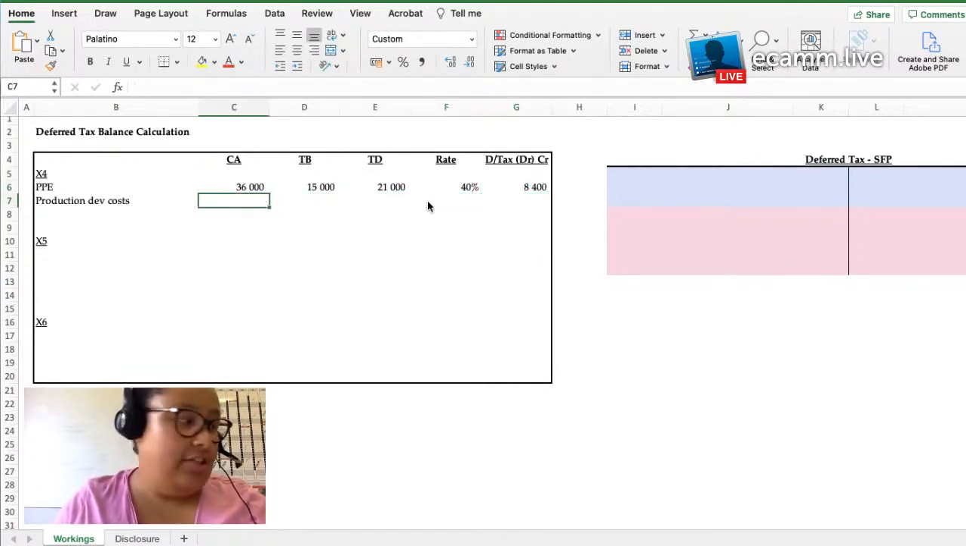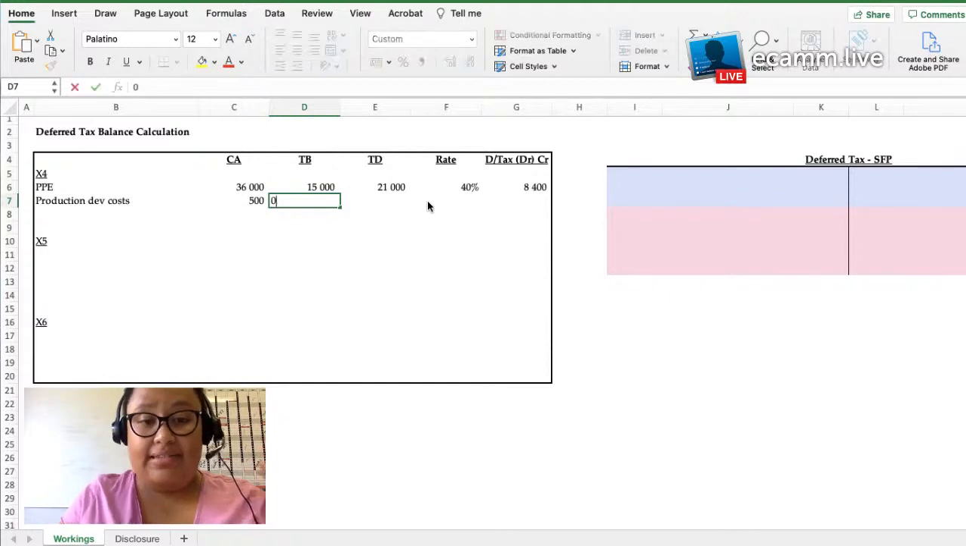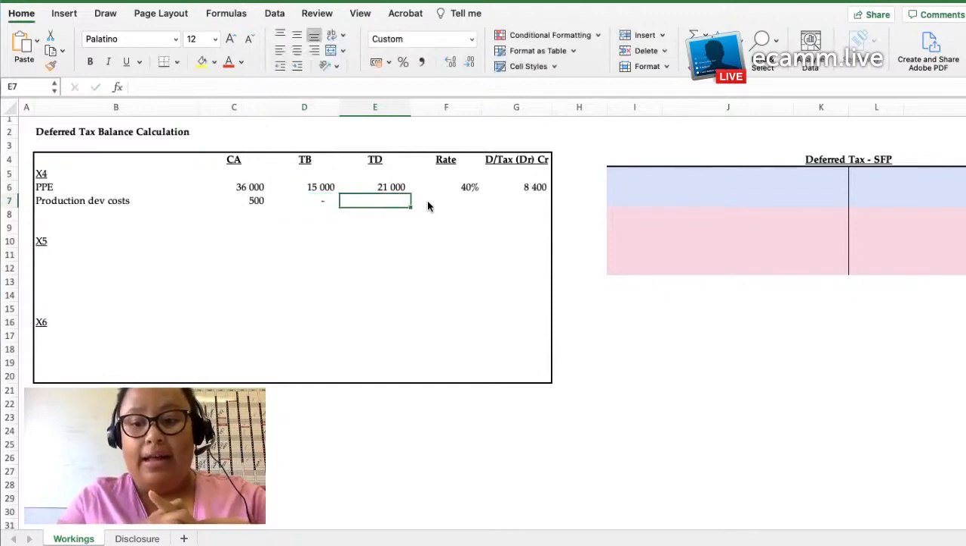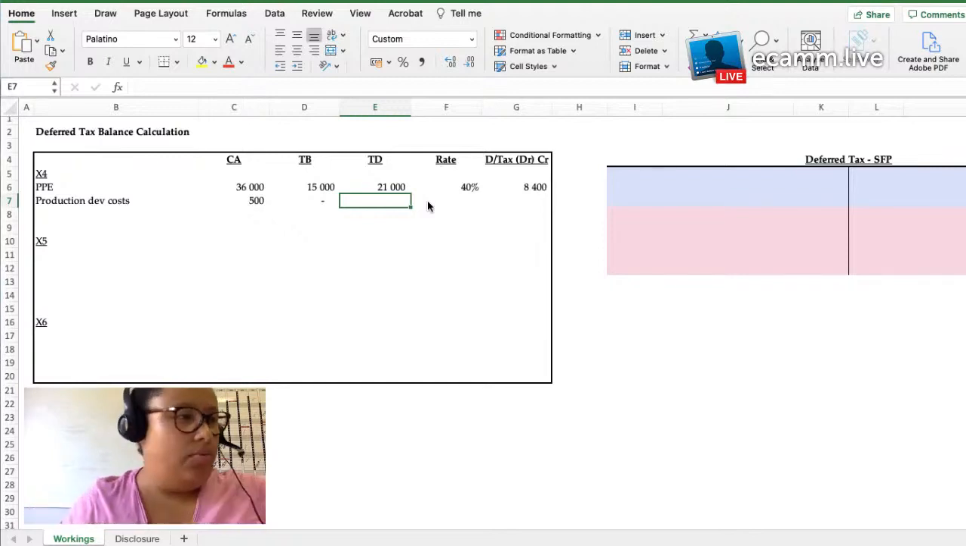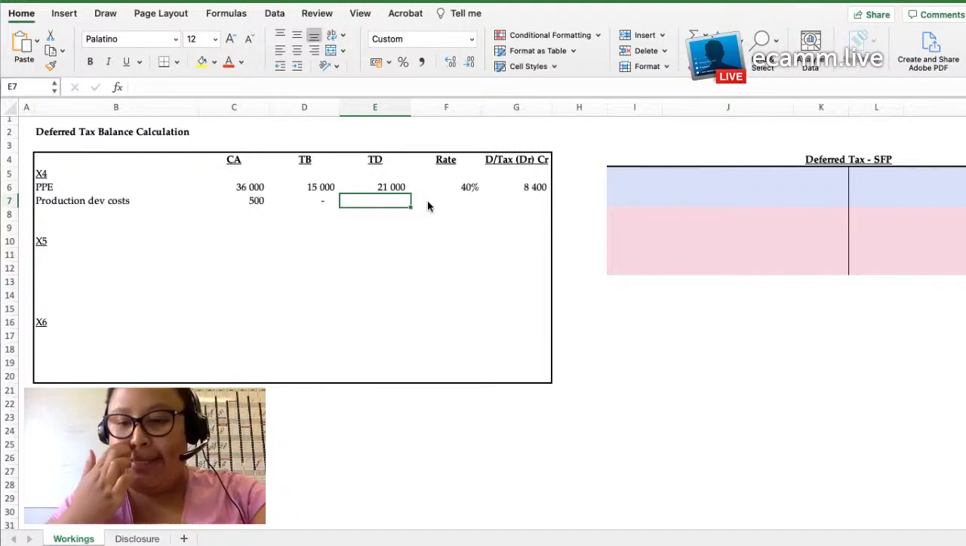And then for the production development cost, the carrying amount was 500, okay, at the end of X4. And the tax base was 0 because, what did it say? It said that it was not deductible. Sorry, let me just read my, okay, it says for accounting purposes they capitalized. These costs were deducted for tax purposes in X2. Okay, so the costs were already deducted previously.